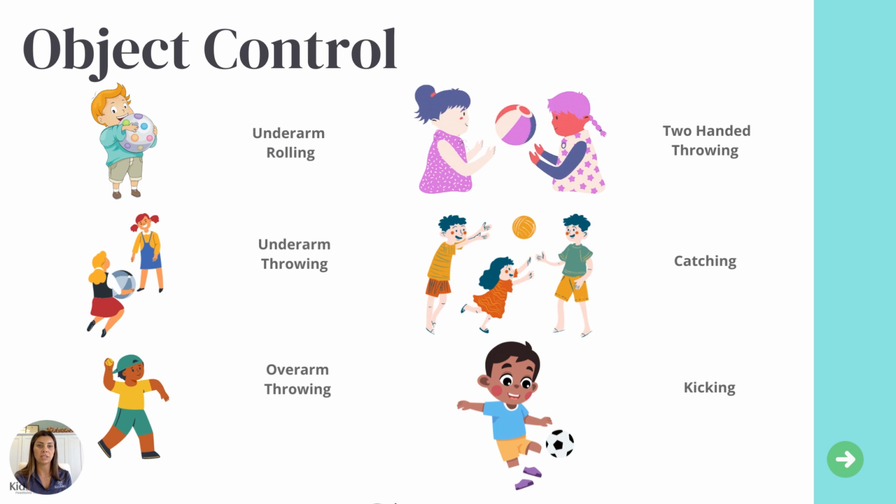So we want to get those throwing skills intact, and then work on our catching skills. And then next we come to kicking. And again, this kind of follows that top to bottom development. However, this is not always the case. It depends on culture and what they've been involved in.